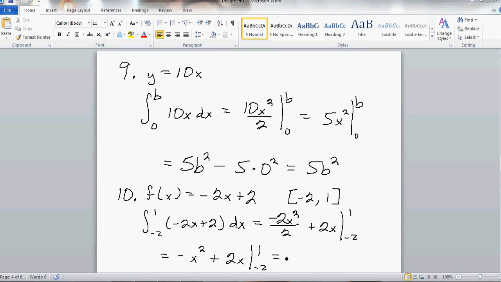So let's see what we get here. We plug in the 1 here, we get negative 1 squared plus 2 times 1 minus the whole thing here. Plugging in negative 2, it's negative 2 squared plus 2 times negative 2. And you have to be very careful when you subtract this whole thing.